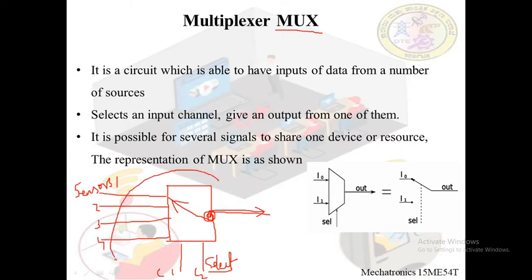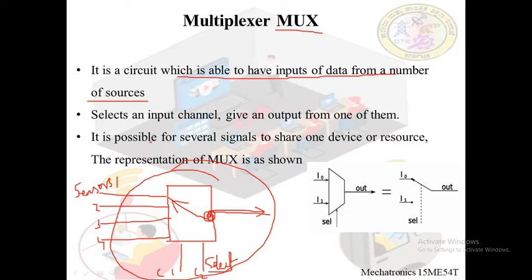So we can call multiplexer as a circuit which selects only one output from a number of inputs. The inputs may be from different sources. Selecting the one input from many alternatives is the task which we have to understand properly. The multiplexer is also known as the data selector.